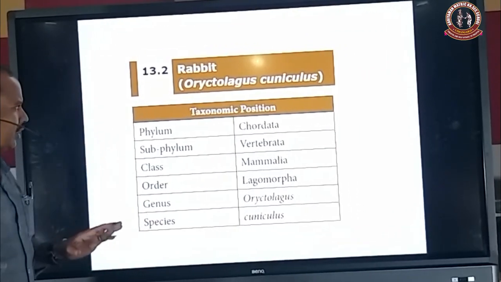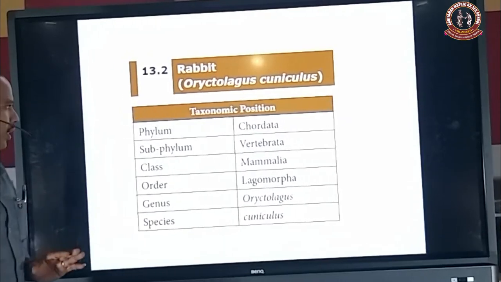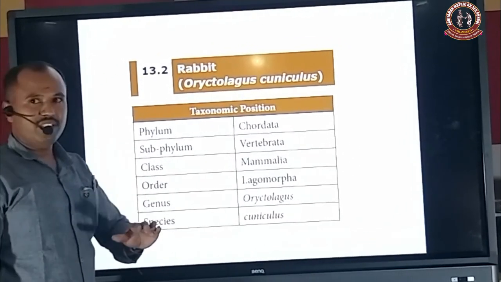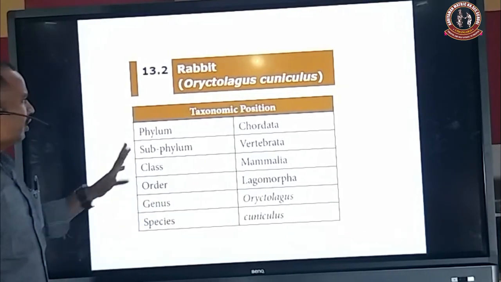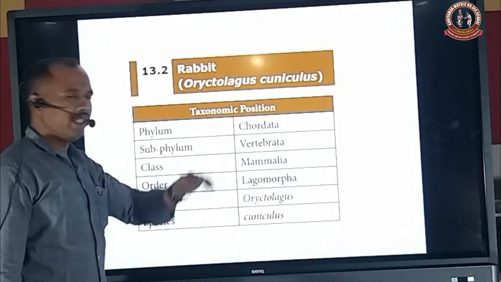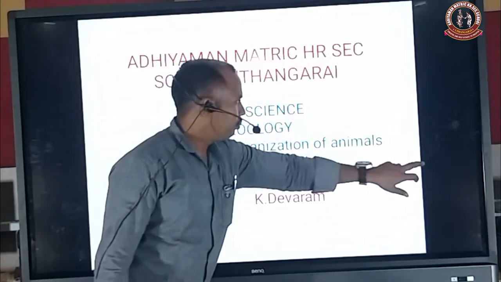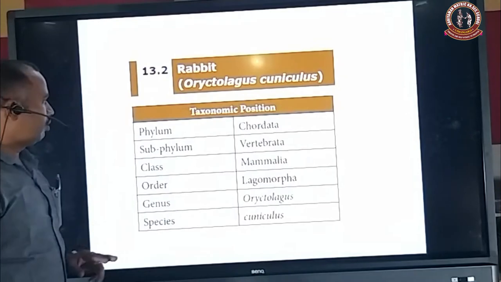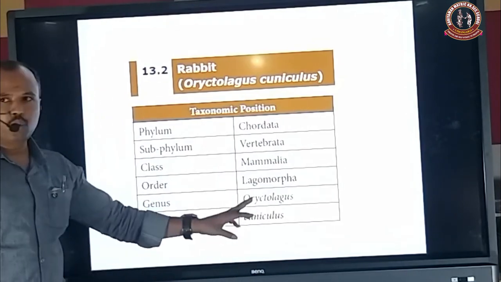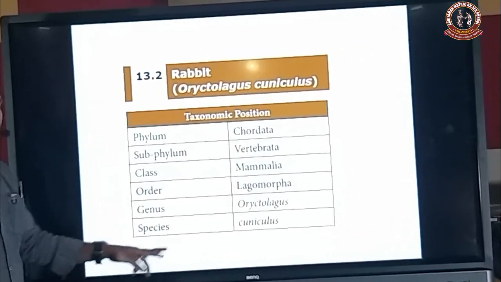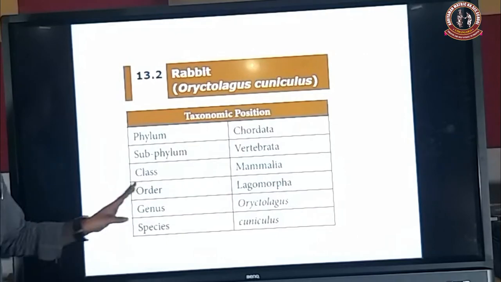We know that the natural means of classification is invertebrate or vertebrate. In this chapter, we will discuss the vertebrates. Then the subphylum, then they come to a different class, a different order, Lagomorpha, and the genus Oryctolagus, and the species name is cuniculus. Okay, that is the taxonomic position of a rabbit.